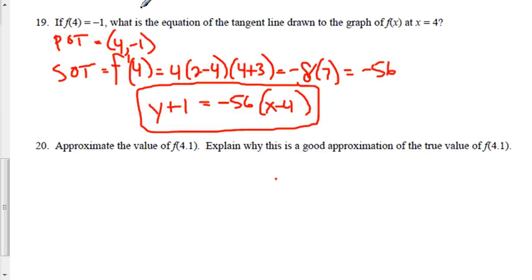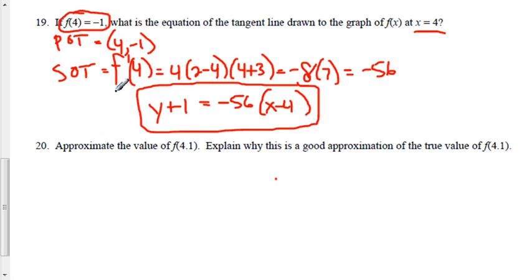So what's the equation of the tangent line? The first thing I can do is find the point of tangency. That's actually given right here. They're saying that x equals 4, so when x is 4, I know the y value is negative 1. There wasn't a data table or anything like that.